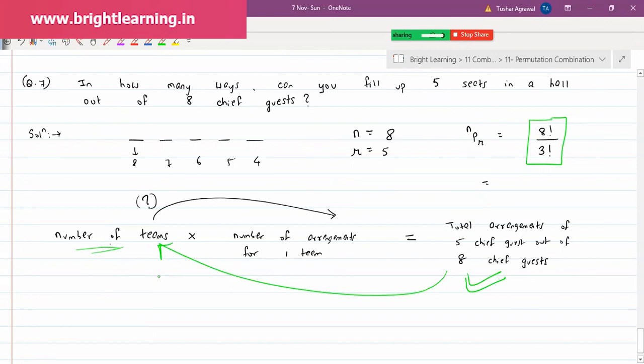If a 15-member cricket squad is there, in how many ways can you select a playing 11 team? Got it? Think for a while. Do you know this answer, the right side? If you know this result, the division gives you the number of teams, the combination approach, tomorrow.